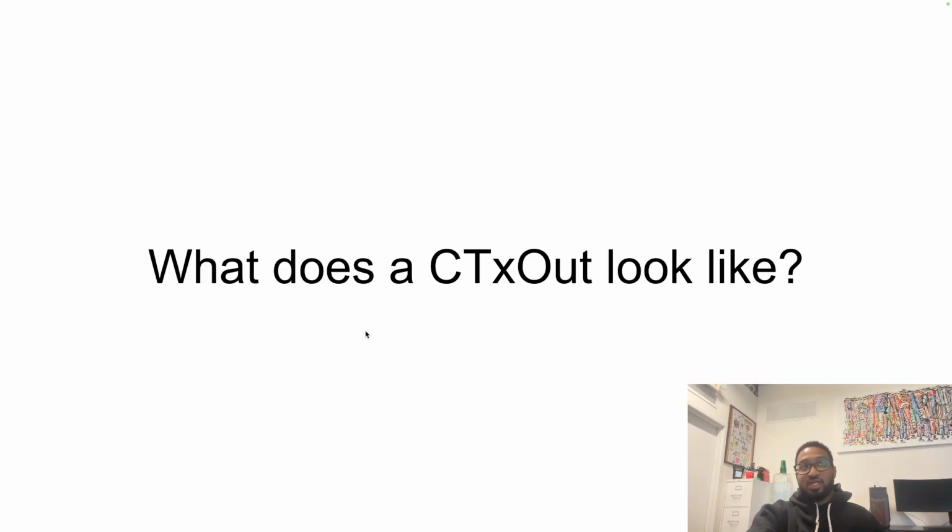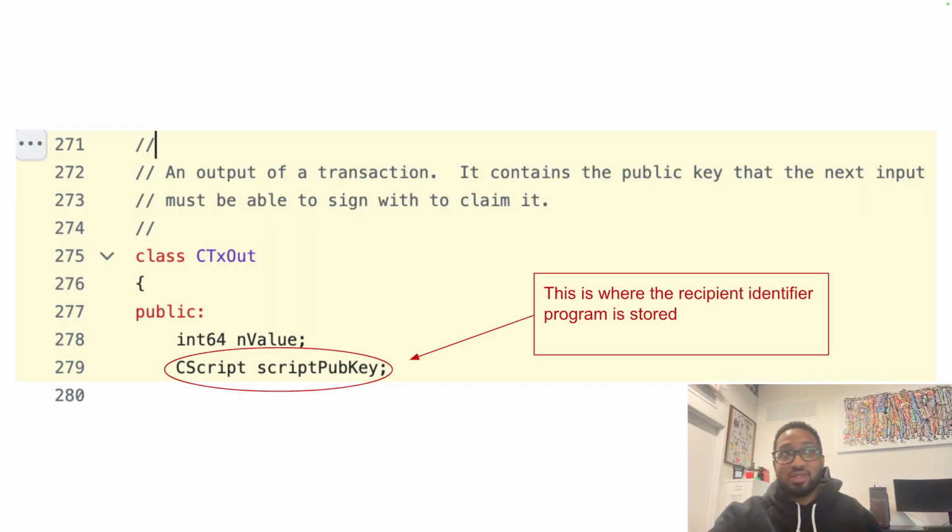So what does CTxOut look like? Since we're talking about recipients, we should know what the structure of a CTxOut looks like. If we zoom into it, we see that there are two values here. One that says int64, which indicates a 64-bit value. It's pretty large. And then we have something called a script pub key, which is of type CScript, which is again just like code. CScript is bytes, but they have a lot of helper functions in that class. So this is where the recipient identifier program is stored.